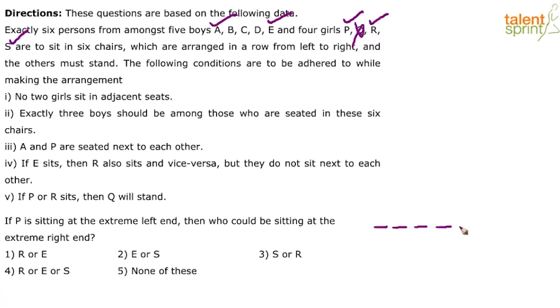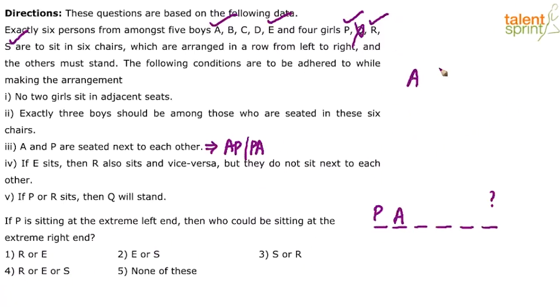1, 2, 3, 4, 5, 6. These are the 6 seats, right? P is sitting at the extreme left end. Who is sitting at the extreme right end is the question. Now if you go by the conditions given, we know that A and P have to be together. Either AP or PA. Since P has taken the first position, the only place where A can come is this one, because these two have to be together. So P and A are fixed, right?